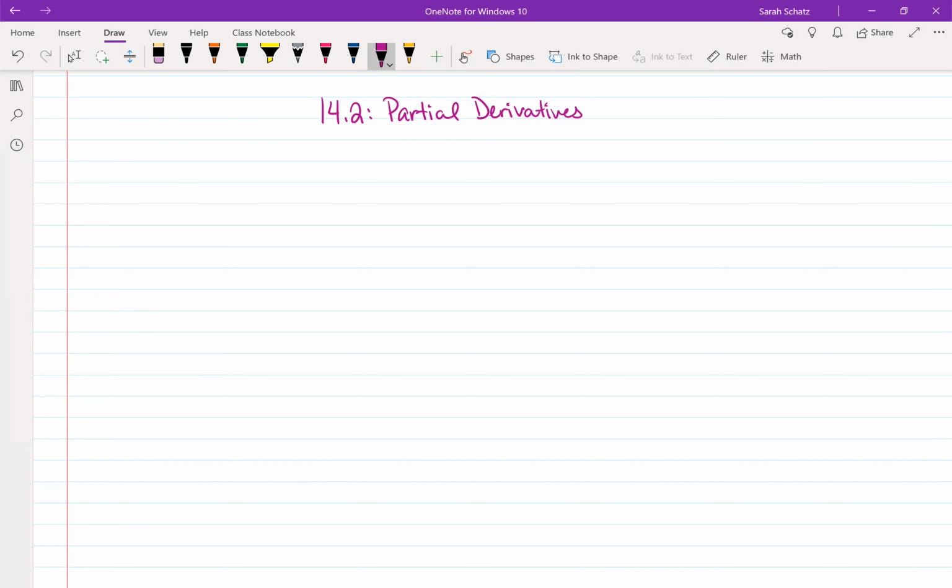So remember in 14.1, we started looking at functions that were multivariate. So they had more than one input variable. So instead of just f of x, we have f of x, y.